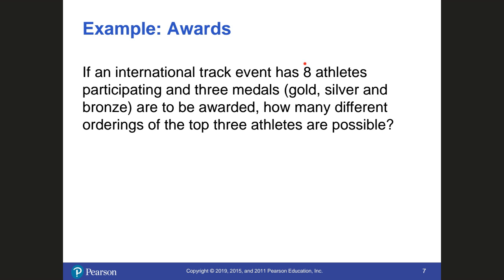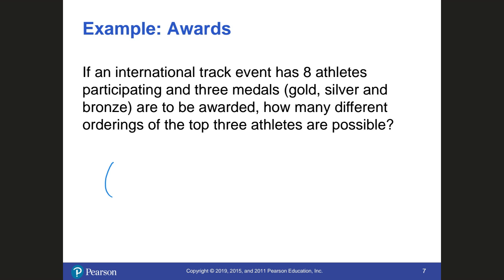so we have 8 athletes, and we're going to take 3 of them to win the gold, the silver, and the bronze. No repetition, because the same athlete can't win 2 different medals. And order matters, because athlete 1 winning the gold is different from athlete 2 winning the gold. So no repetition, order matters. This is a permutation problem.